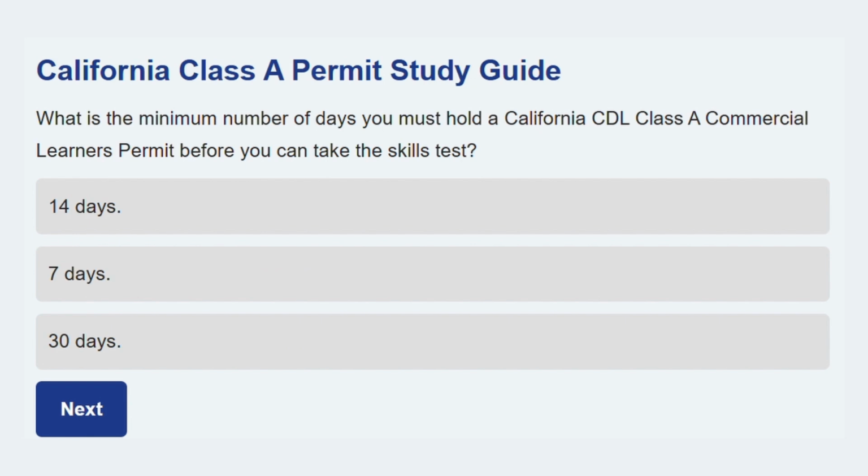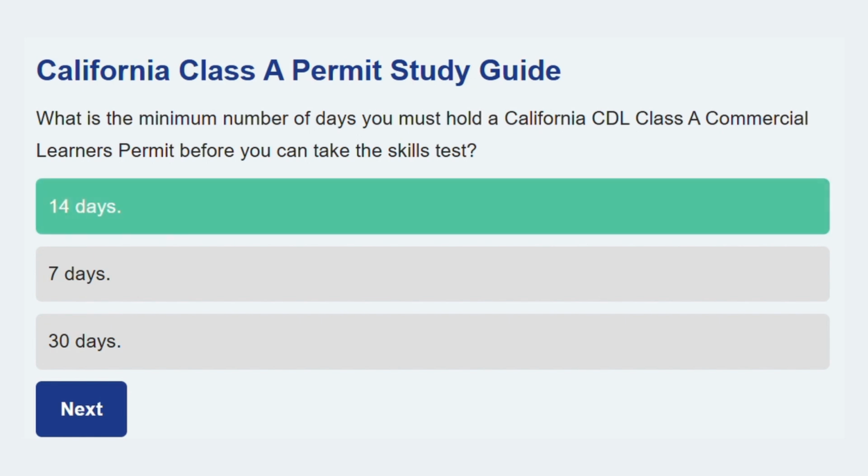On to the next question. What is the minimum number of days you must hold a California CDL Class A commercial learner's permit before you can take the skills test? 14 days. California requires this period before you can attempt the practical exam.